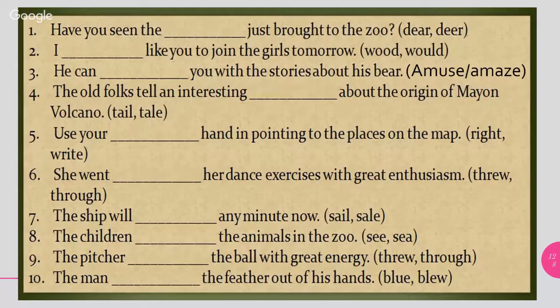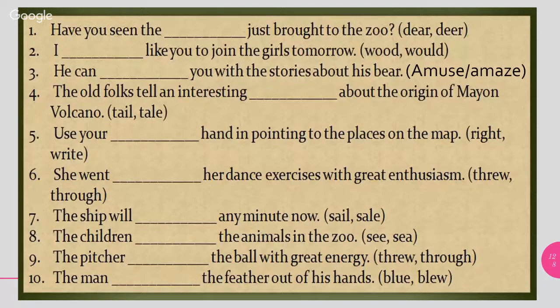He can amuse you with the stories of his bear, amuse or amaze. The old folks tell an interesting tale about the origin of Mayan volcano. Tale, tale. Tale means story. T-A-I-L means tail. So T-A-L-E is the correct answer. Use your right hand in pointing to the places on the map. R-I-G-H-T or W-R-I-T-E. Write means to write. W-R-I-T-E is to write. R-I-G-H-T is the right hand.